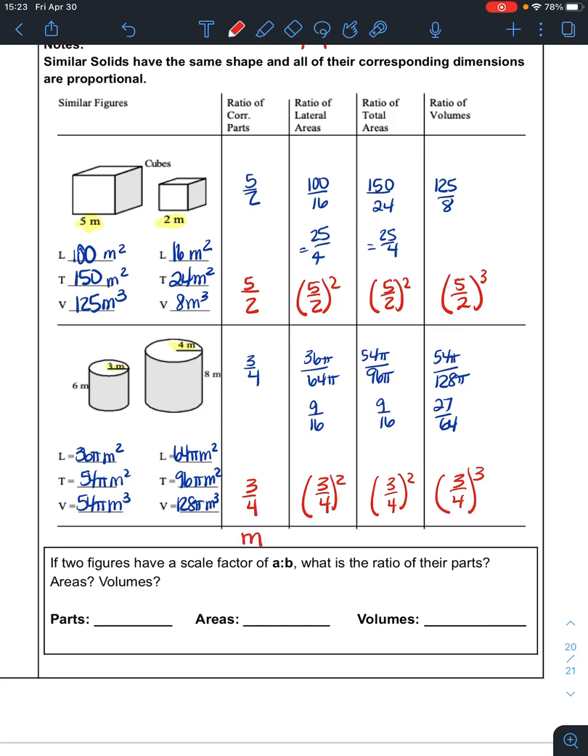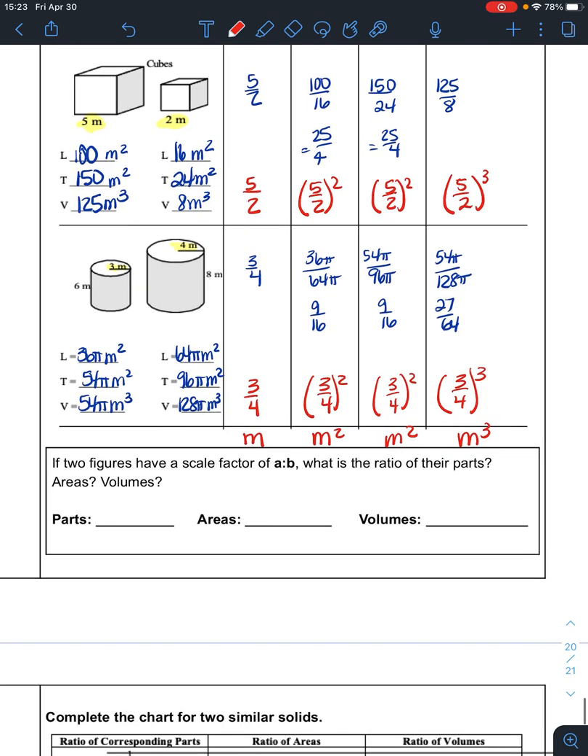which is interesting because if you think about it, our sides were in meters, our area was both in meters squared, and our volume was in meters cubed. And so our units can give us a hint as to what we need to do with the unit of measurement. So then our rule is going to be that if our parts are in a ratio of A to B, our area will take that ratio and square it. So it will be in a ratio of A squared to B squared. And our volumes will be in a ratio of A cubed to B cubed.